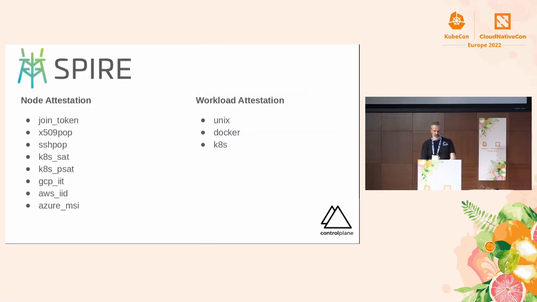So we've got a list of the plugins listed in the documentation there. So the node ones, agent to server. The top three there are pre-shared secrets. The next two for Kubernetes, the SAT is a regular service account token, the PSAT is a bound service account token, and then the next three are cloud identity documents. So you can use kind of information that this node already has or that you've pre-populated and stored on there.